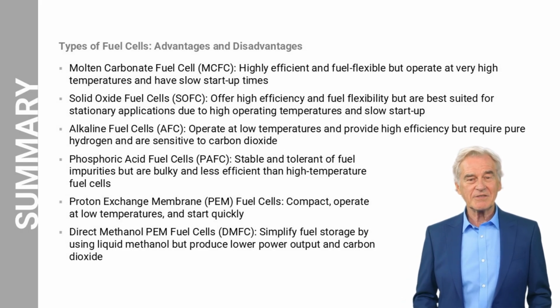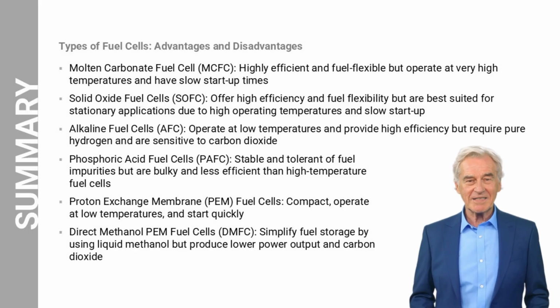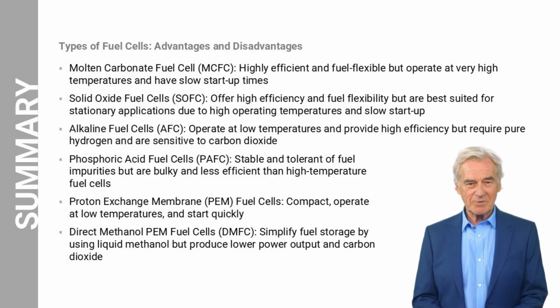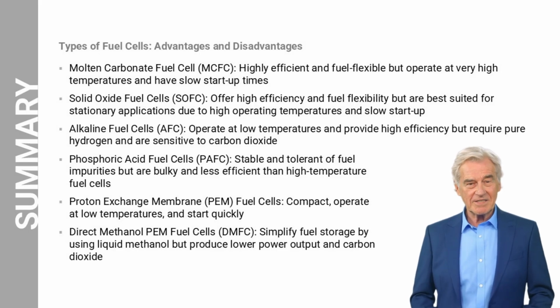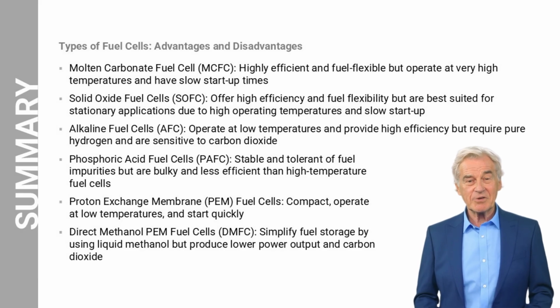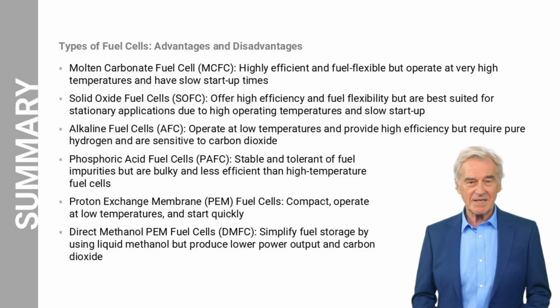Solid oxide fuel cells also operate at very high temperatures and deliver high efficiency using a solid electrolyte. They can run on hydrogen or carbon monoxide, but because they start slowly and generate significant heat, they're mainly used in stationary power systems rather than applications that require quick startup. Alkaline fuel cells operate at significantly lower temperatures and produce a high cell voltage, making them highly efficient. However, they are highly sensitive to carbon dioxide and require pure hydrogen, restricting their use to controlled environments.